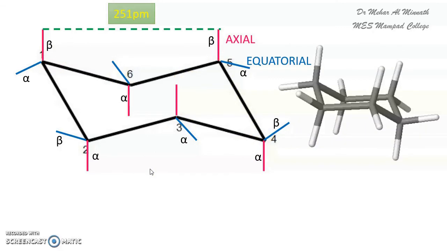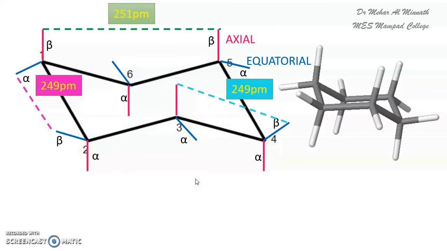And the distance between any two equatorial bonds, or hydrogens, will be 249 picometer. So the distance between two adjacent up and up axial bonds will be 251 picometer. The distance between two adjacent equatorial bonds will be 249 picometer. The distance between an equatorial and an axial hydrogen will be again 249 picometer.